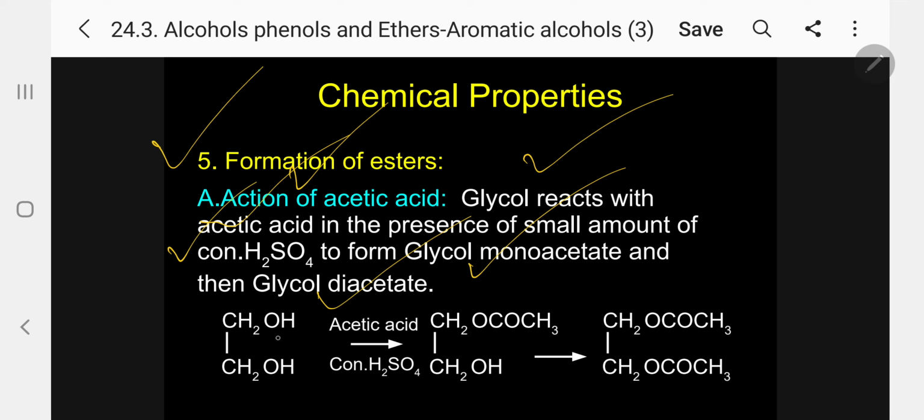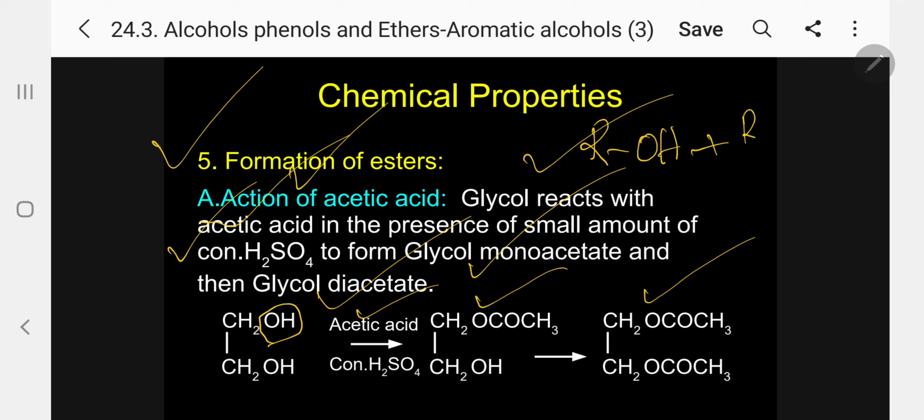So first this OH group and this acetic acid react, producing glycol monoacetate, and further the other OH also reacts here, giving glycol diacetate. The interesting information, my dear students, I want to give to you. Suppose you take an acid, kindly follow.